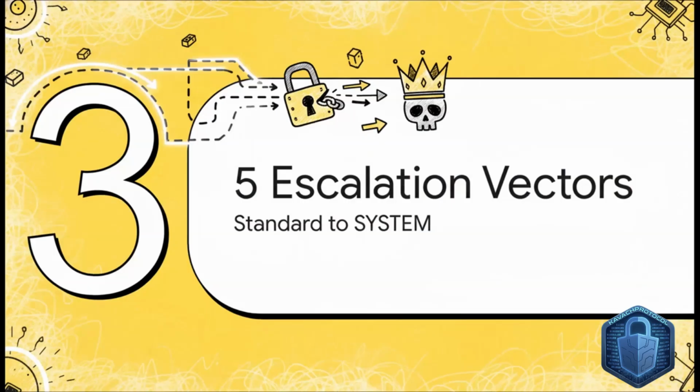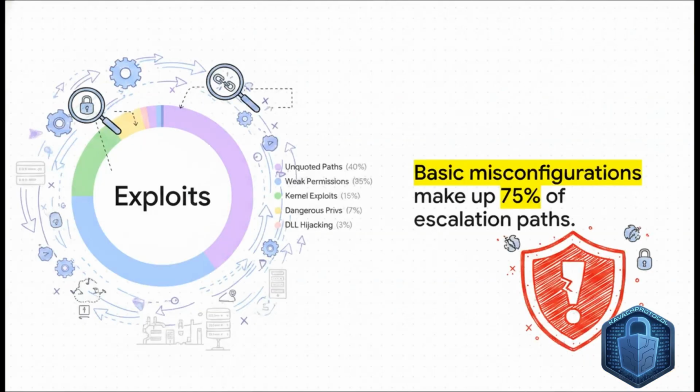All right, let's dive into Section 3, privilege escalation vectors. A lot of people just assume hackers are always using ultra-advanced, impossible-to-stop zero-day kernel exploits. But look at this. Unpatched kernel exploits only make up about 15% of the pie. A massive 75% of successful privilege escalations come from just two vectors: unquoted service paths and weak file permissions. Basic everyday misconfigurations actually make up the vast majority of real-world escalation paths.